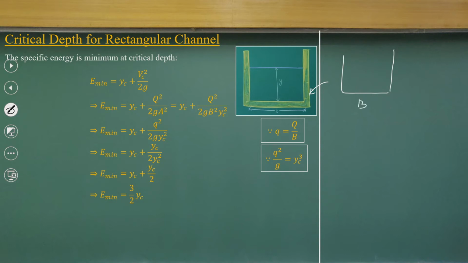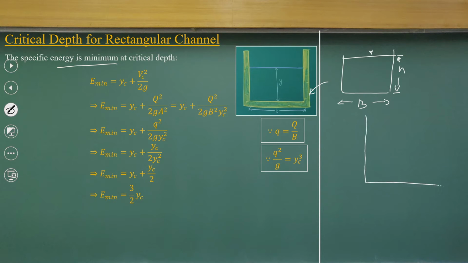Take a channel of width B, and let the flow depth be H. We try to locate, as you know, that the specific energy is minimum at the critical depth. So, we need to compute the relationship between the specific energy and the minimum specific energy.